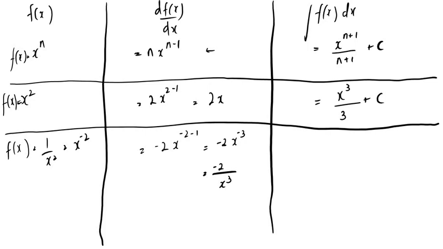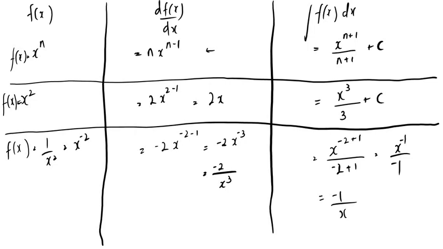When it comes to integration, what we do is add 1 to the power, so x to the power minus 2 plus 1, and divide it by that power. Minus 2 plus 1 is minus 1. So that is equivalent to x to the power minus 1 over minus 1, which is equal to minus 1 over x. That's the integration of 1 over x squared.